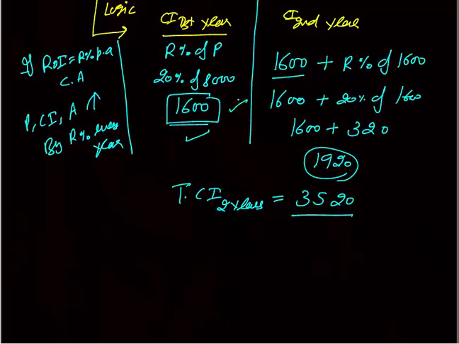First you will calculate the compound interest of the first year, that is 20% of 8,000, 1600. Now 1600 plus 20% of 1600. Your answer will be 3520.